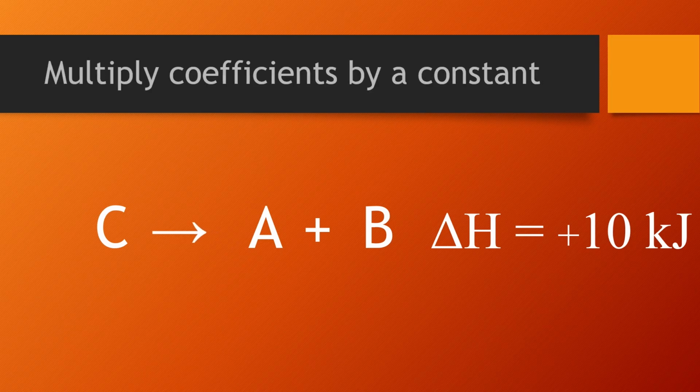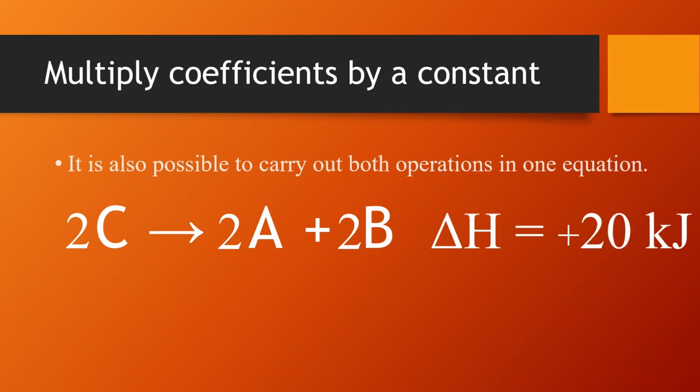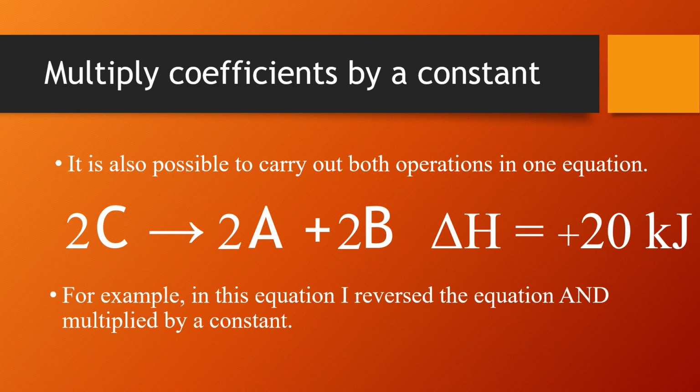You can also multiply coefficients by a constant, but you also have to multiply the state function by the same constant to maintain the balanced equation. It is also possible to carry out both operations in one equation. For example, in this equation, I reversed the equation and multiplied by a constant.